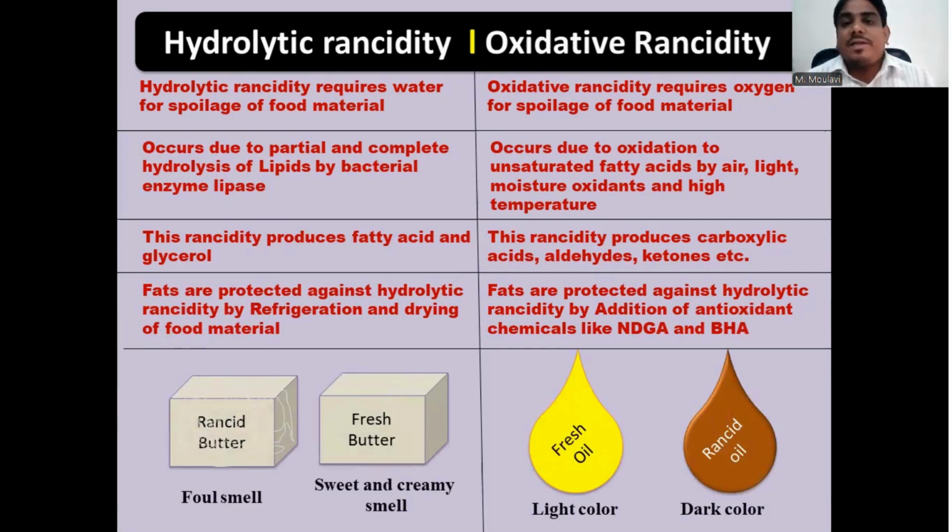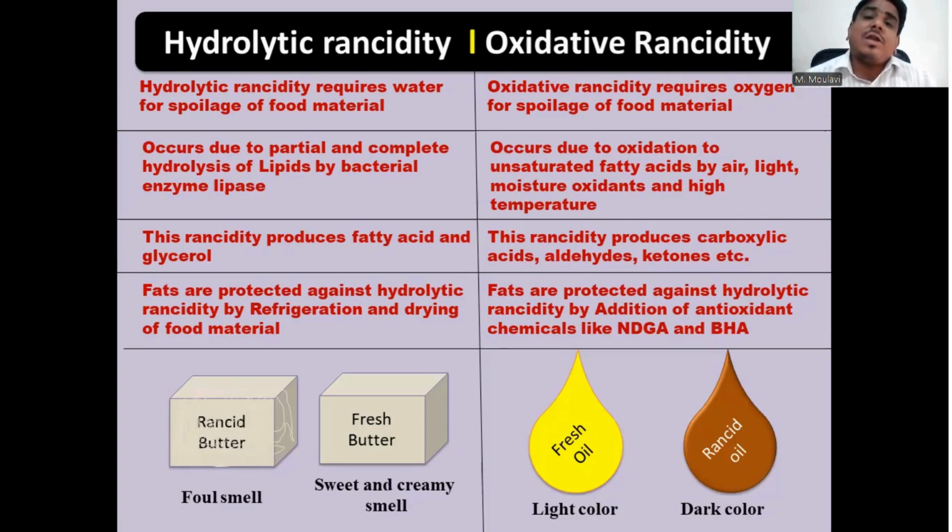In the case of butter, butter is a concentrated fat. So in butter, a huge amount of fats is present. Fresh butter has a sweet and creamy smell, while rancid butter has a foul smell. In the case of oxidative rancidity, generally edible oil undergoes oxidative rancidity. Fresh oils are lighter in color, while rancid oils are dark in color.